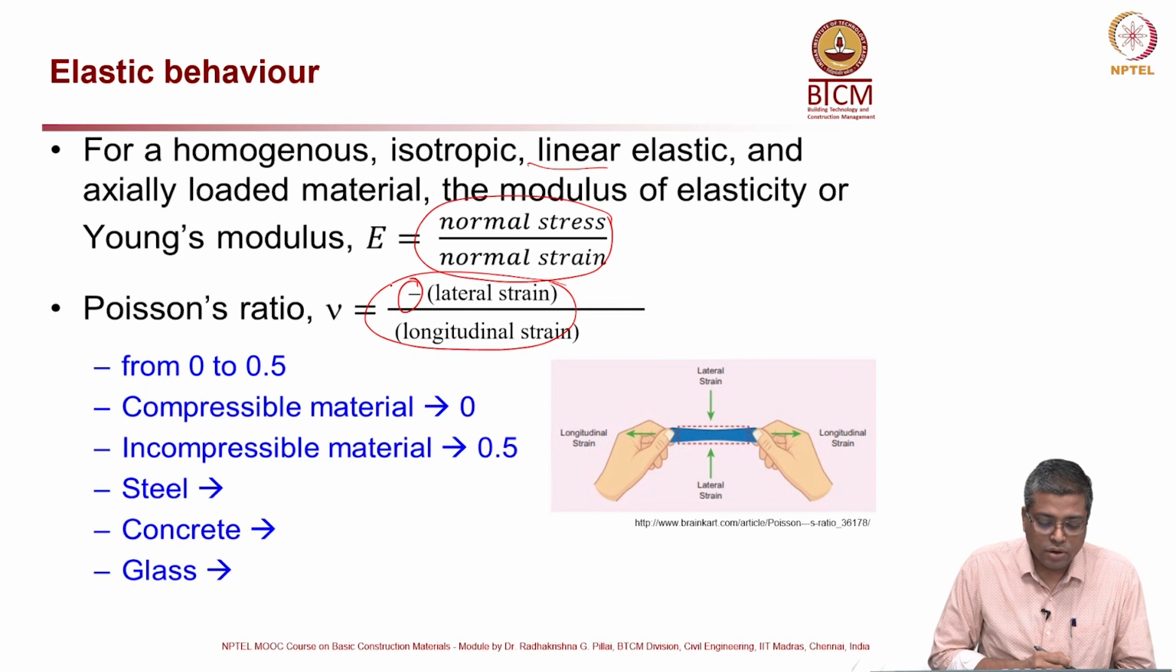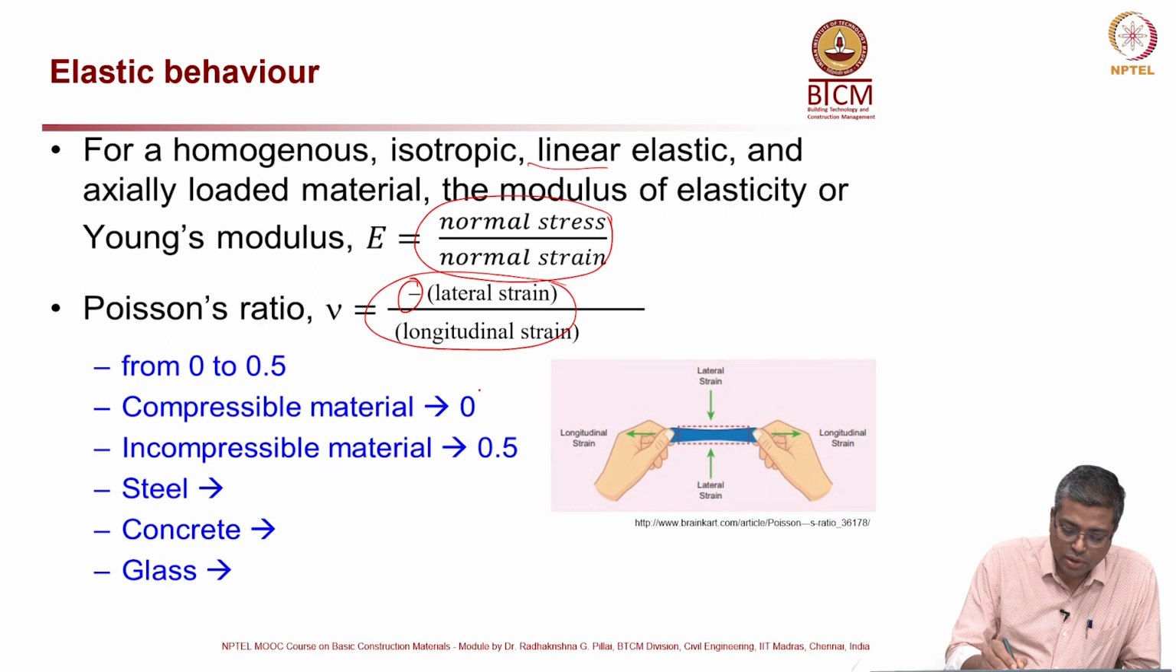Now, what is the range of the Poisson's ratio? Typically it is from 0 to 0.5, and for a compressible material it is close to 0 and for an incompressible material it is close to 0.5. Okay?